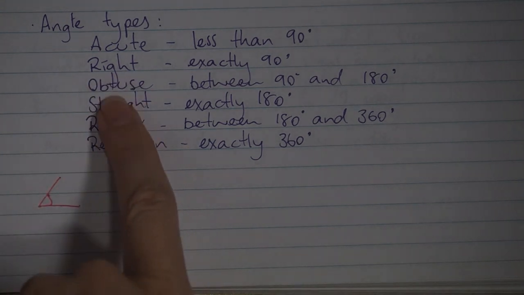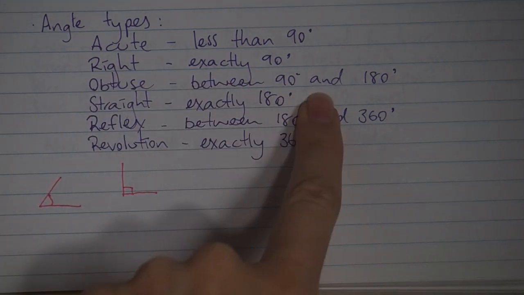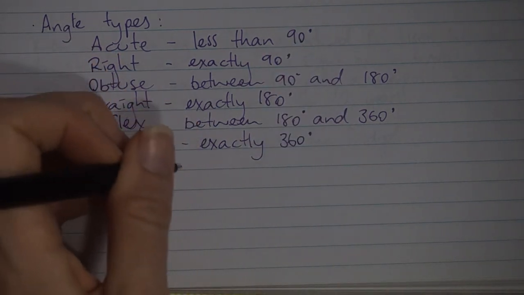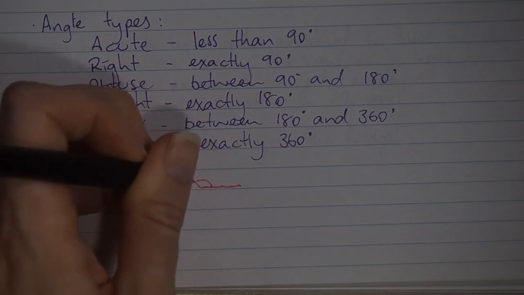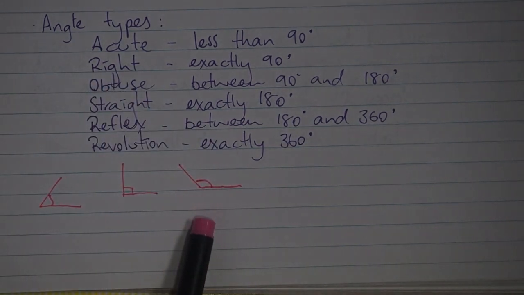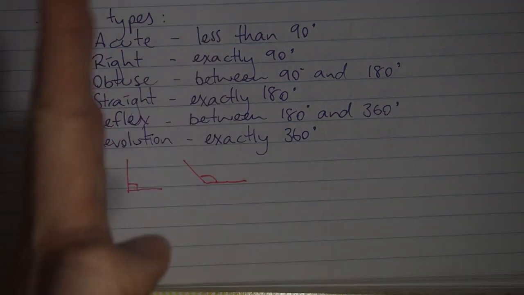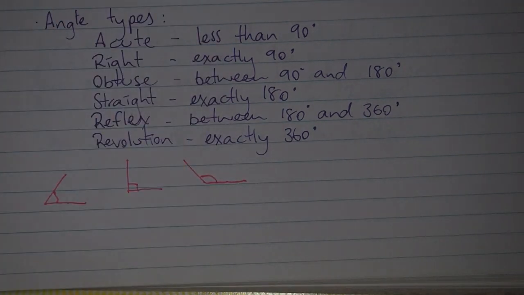Then we have an obtuse angle. So that's any angle between 90 degrees and 180 degrees. So essentially, that's going to look something like that, where we've got our arc in the center there. So you can see it's like a right angle that's been opened up a bit.